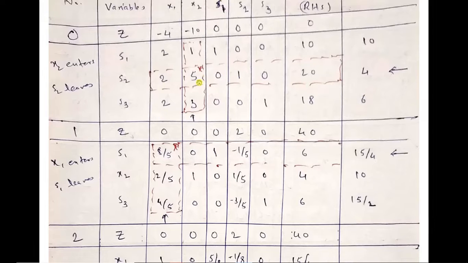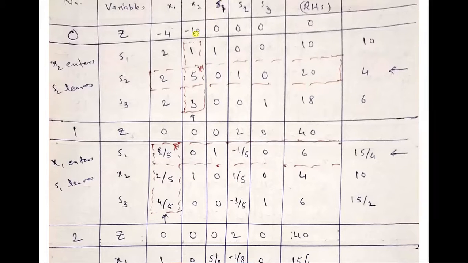Now here pivot element is 5. So we will divide this row by 5. So resultant is 2 by 5, then 5 by 5, 1, then 0, 1 by 5, 0, and 4. This is the resultant row. Now once we are making this one, our next target is to make the other elements to be 0. So first we will make this 0 with the help of this 1.